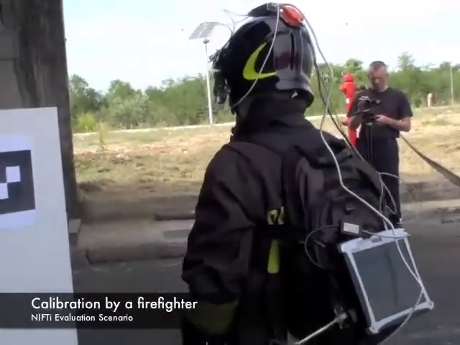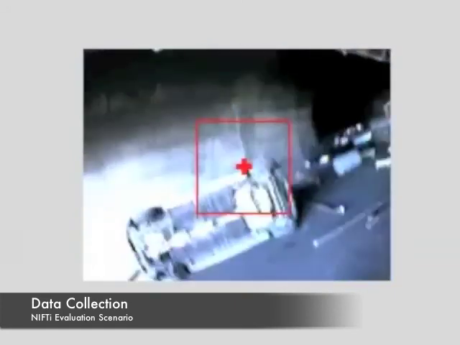As part of the nifty European project, the gaze machine is being used to collect data in the project evaluation scenario. In the video, an expert firefighter is simulating an intervention in the tunnel car accident scenario.